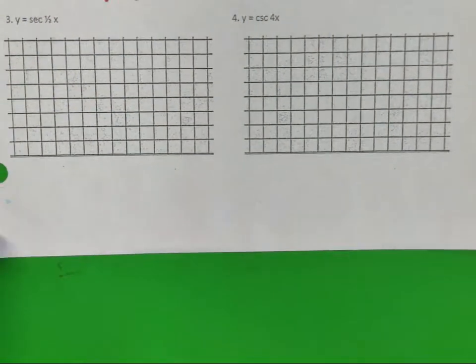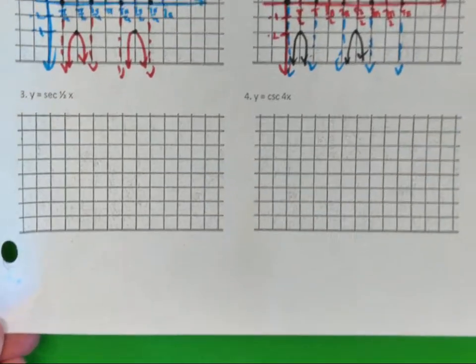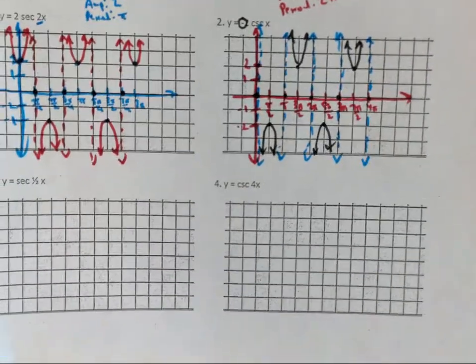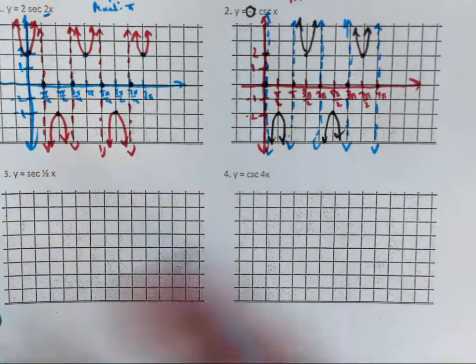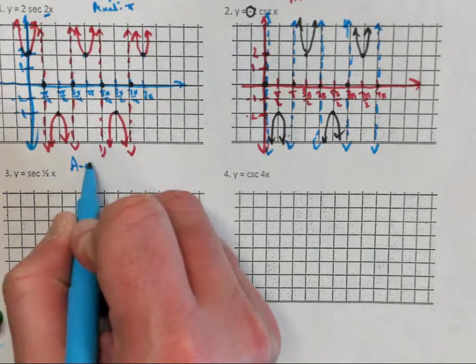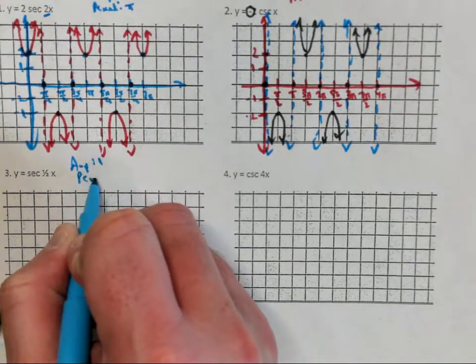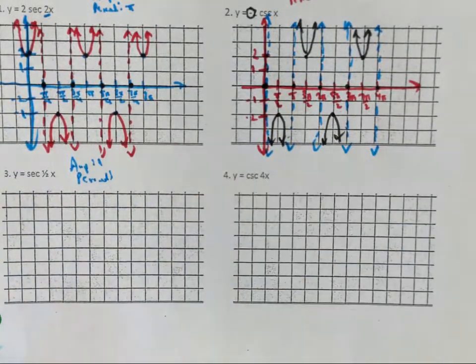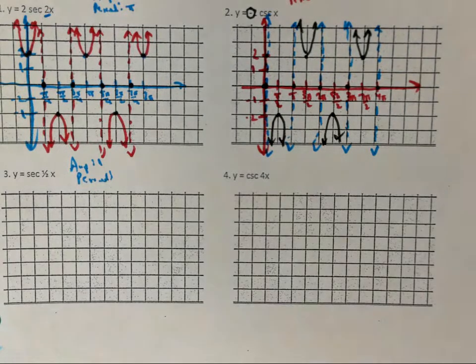All right, number 3, secant of 1/2 x. What's my amp? 1. Very good. Your period would be 2 pi divided by what? 1/2. You're at a point in your life where you can start doing this in your head. 2 pi divided by 1/2. If you wrote that out, what are you going to do with that 1/2? So 2 pi divided by 1/2 would be what? 4 pi. Thank you. So your period is 4 pi.